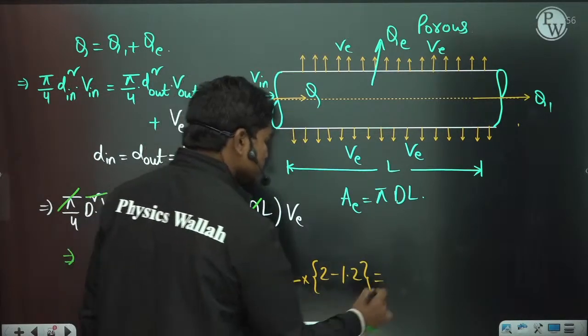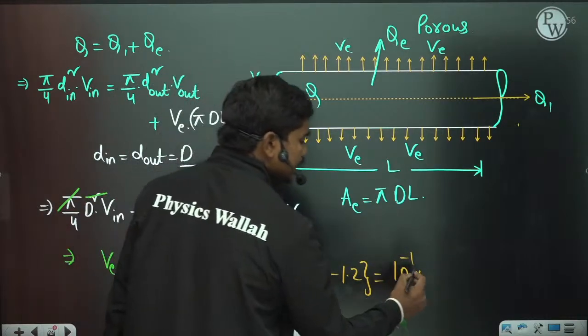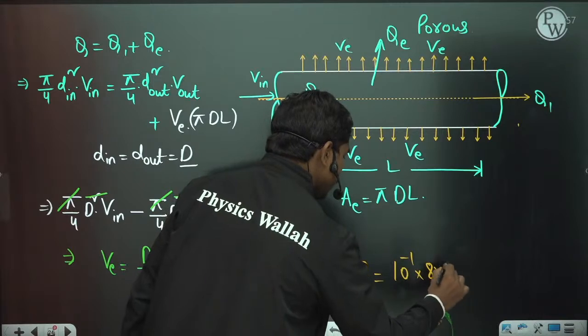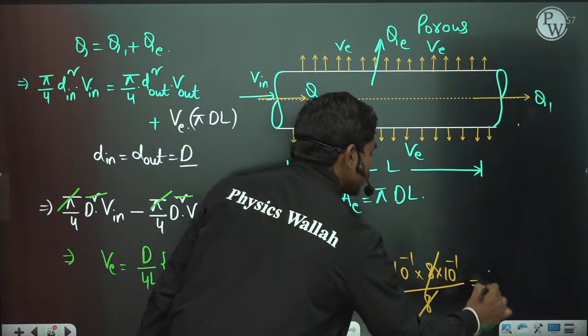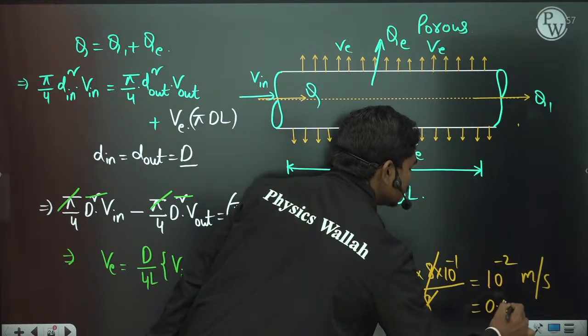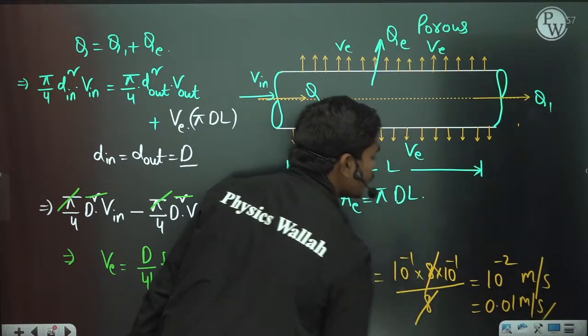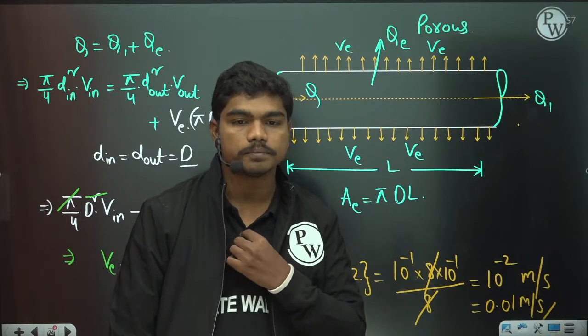So if you simplify this, 10 power minus 1 into 2 minus 1.2, that is 0.8. So 8 into 10 power minus 1 divided by 4 times 2, which is 8. So this 8 gets cancelled. So 10 power minus 2 meters per second, which means 0.01 meters per second, is the emittance velocity through which this fluid is going out of the pipe. Clear?